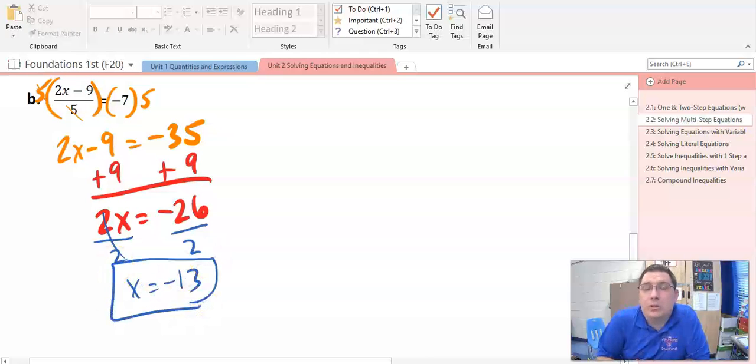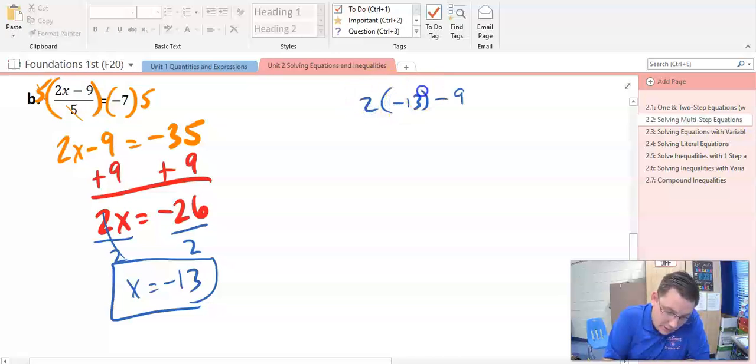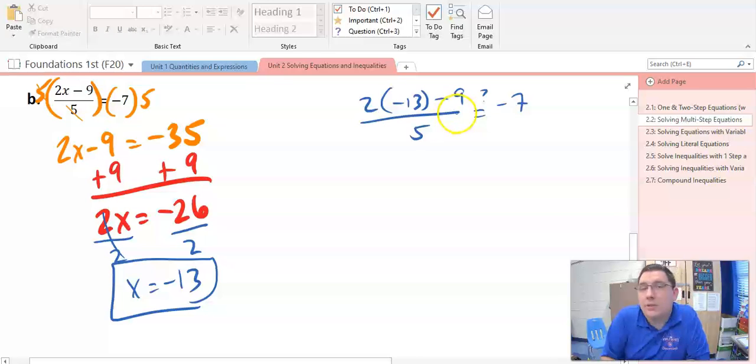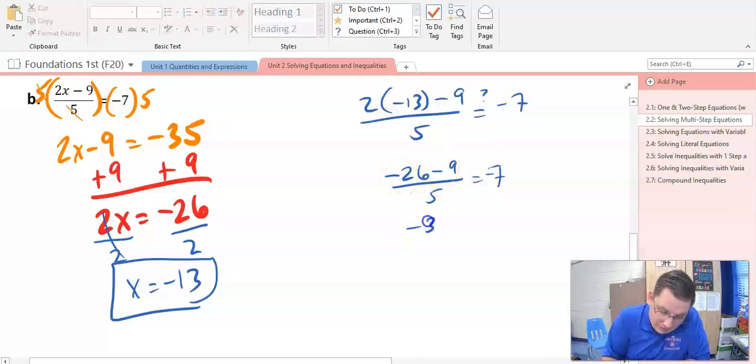And again, once you get your answer, you need to do what? Check your work. We're going to plug this back in. 2 times the negative 13 minus 9 over 5. Is that equal to negative 7? Remember, we treat the numerator of this fraction like it is a parentheses, so we'll do everything in the numerator first. 2 times the negative 13 is negative 26. Minus 9 over 5 equals negative 7. Negative 26 minus 9 is negative 35.